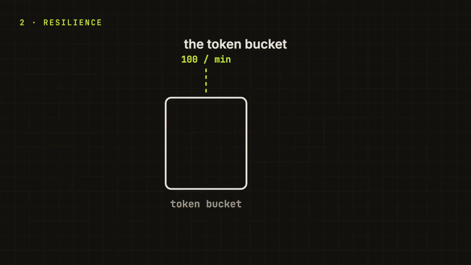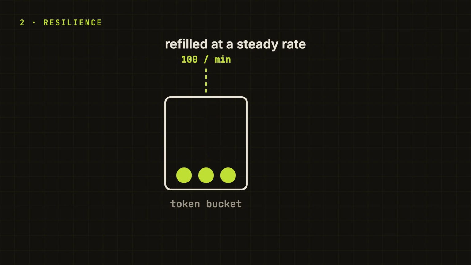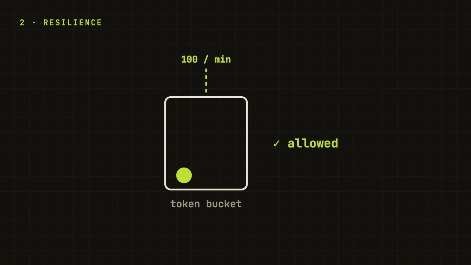And the main mechanism to know is the token bucket. Picture a bucket that is refilled with tokens at a steady rate, let's say 100 per minute. Every request takes one token out, and if the bucket is empty, the request is rejected.